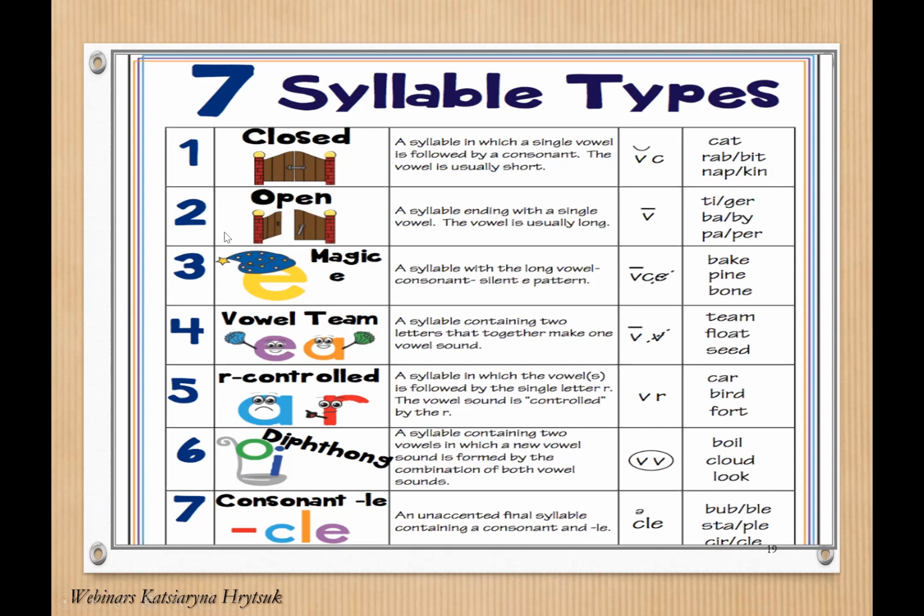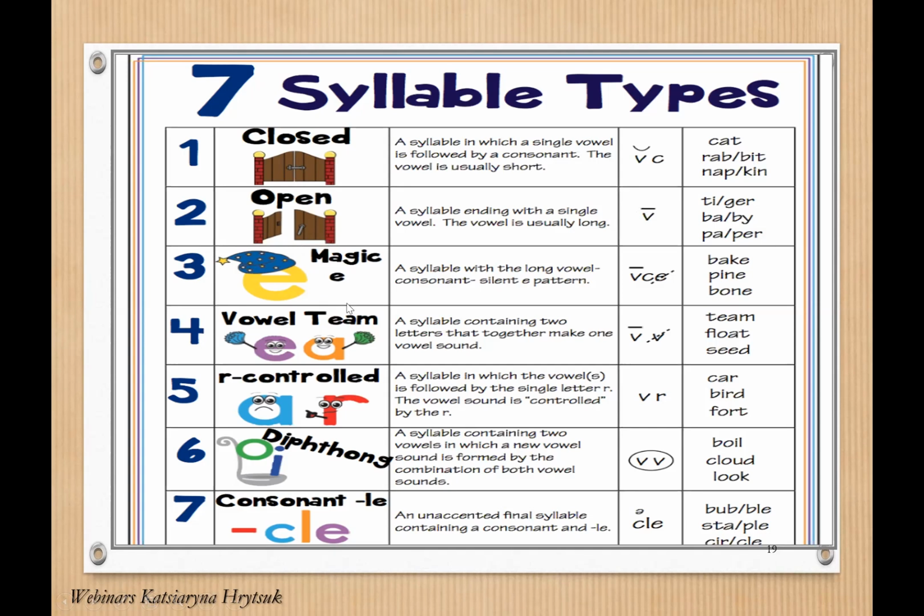Number 2, it's open syllable. So a syllable ending with a single vowel, one vowel. You see, vowel, just one, no consonant here. Tiger, we have a vowel, no consonant. That's why only V. And usually this vowel is long. Tiger. It's a long vowel, not like in Russian. So it's a long vowel.